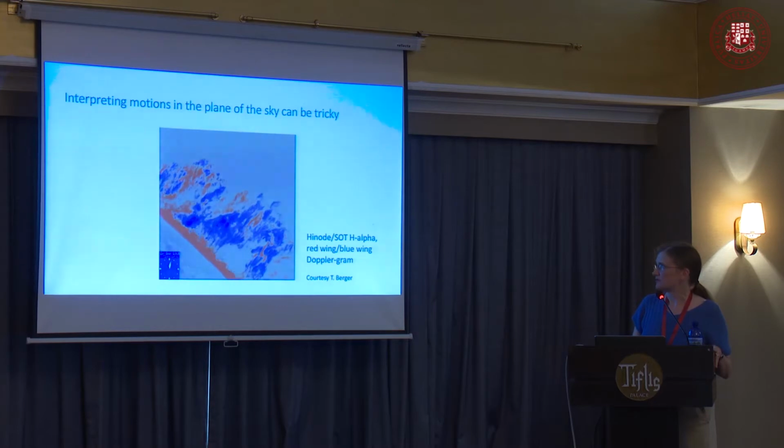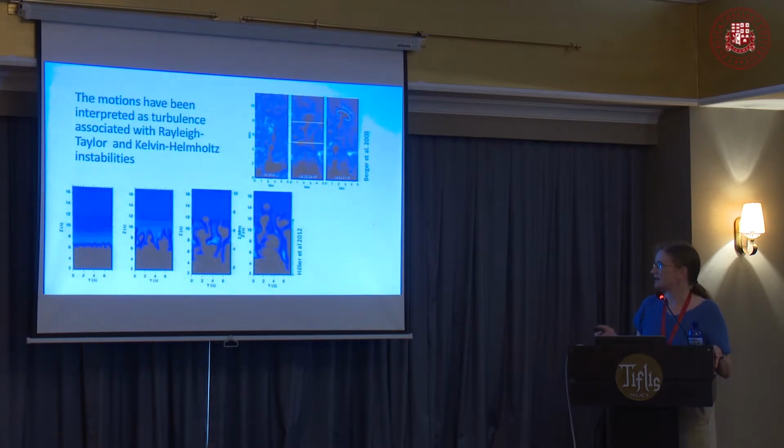So a lot of work has been done on these. The one I'll highlight that's gotten the most attention is the idea that these might be some sort of Rayleigh-Taylor instability. This is the actual data here showing these structures, and then this is a simulation by Hillier et al. Also the idea that Kelvin-Helmholtz shear flow instabilities might be involved as well. But I think there's still a fair bit of work that needs to be done on that.